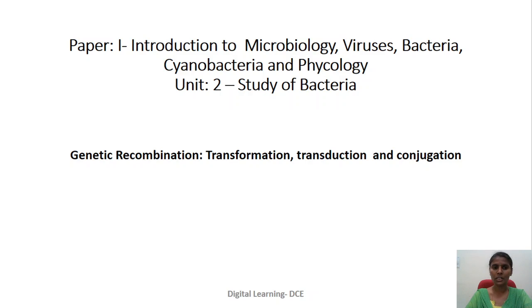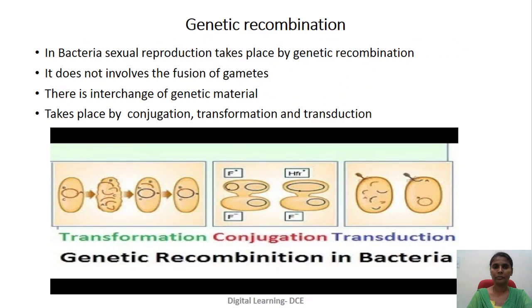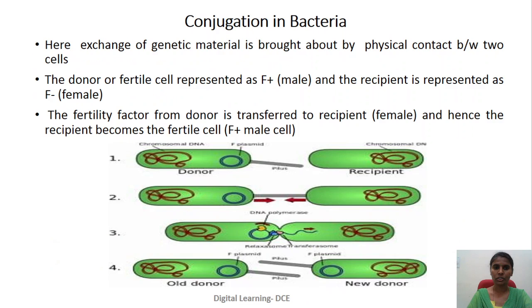Myself Dr. Manjula. In the current session, let us study about genetic recombination in bacteria. Bacterial cells reproduce sexually by means of genetic recombination, which does not involve the fusion of gametes. Instead, here there is interchange of genetic material. This genetic recombination is otherwise known as genetic reshuffling, which is accomplished by either conjugation, transformation or transduction.